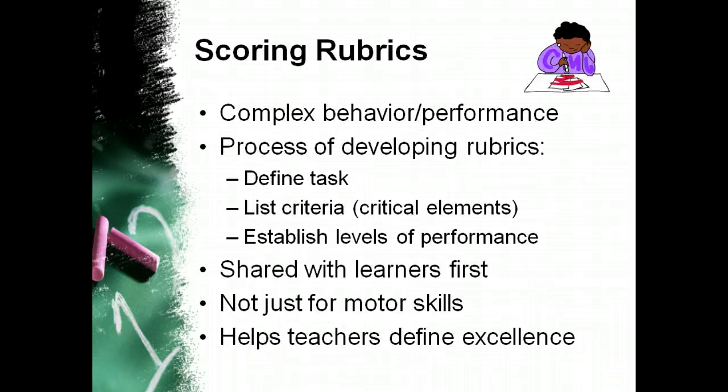Scoring rubrics are more formal types of assessments. They are used for complex behavior or performance, things like gameplay rubrics. The process of developing rubrics is to define the task, to list the criteria or the critical elements of that skill or task, and establish levels of performance. We share the rubrics with learners first, and they are not used for motor skills only. They are sometimes used for the affective domain as well as the cognitive domain. Scoring rubrics help teachers define what is excellent, and it defines the level of performance that you want your students to be at.